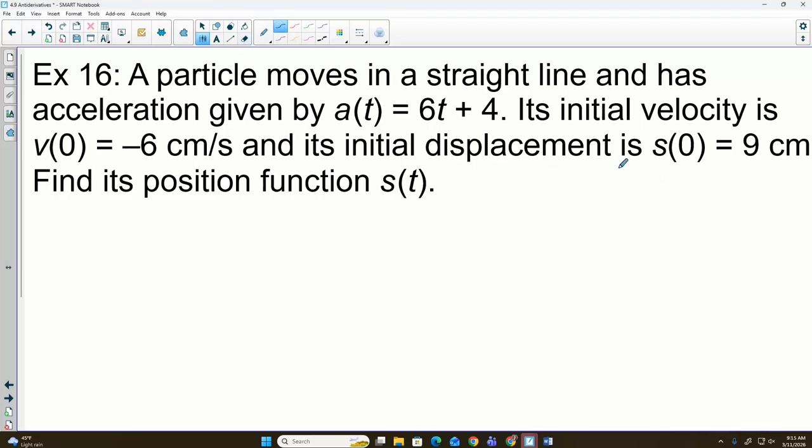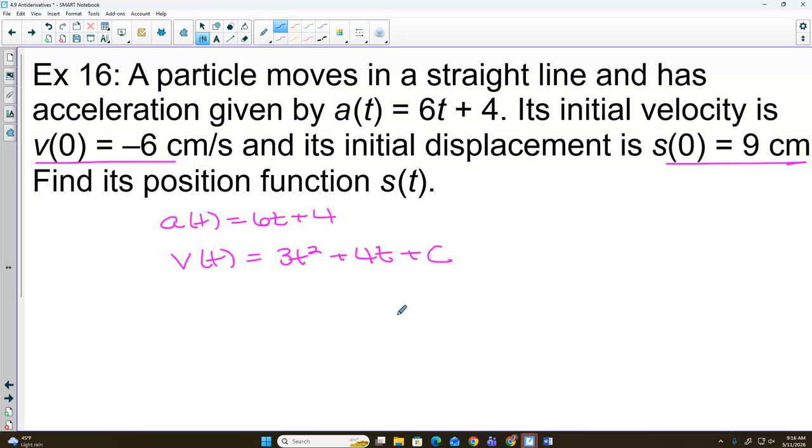All right, so a particle moves along a straight line and has the acceleration 6t plus 4. We have the initial velocity, initial displacement. So this time they went back to using s for the position function. You'll see both, so it means the same thing. So our velocity, antiderivative, would be 3t squared plus 4t plus a constant. We know that if we plug in 0, this will just be c, which is -6. So the velocity function is 3t squared plus 4t minus 6.